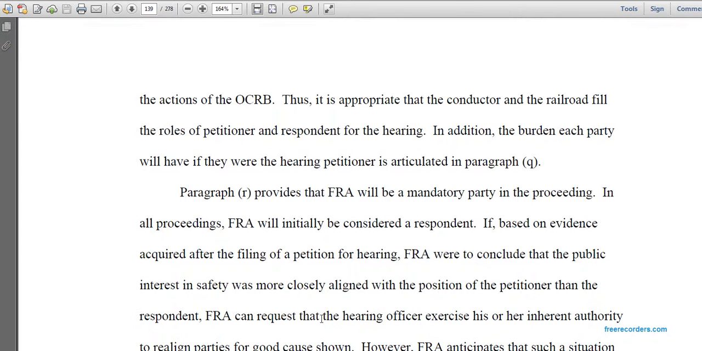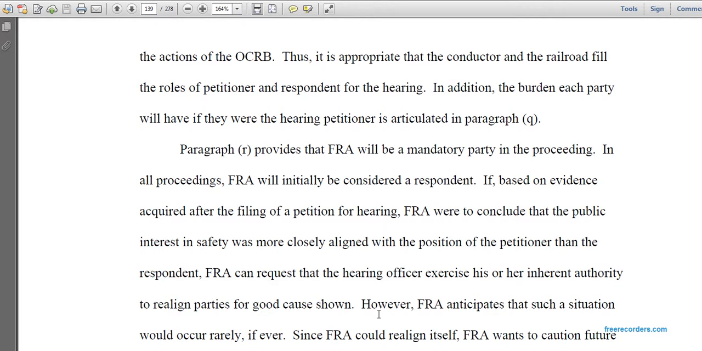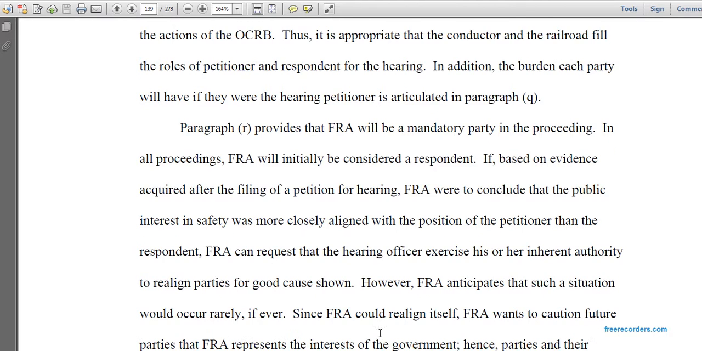Paragraph R provides the FRA as a mandatory party to the proceeding. All proceedings with the FRA will initially be considered a respondent if, based on the evidence acquired from the filing of the petition for hearing, the FRA were to conclude that the public interest in safety was more closely aligned with the position of the petitioner than the respondent. The FRA can request the hearing officer exercise his or her inherent authority to realign parties if good cause is shown. However, the FRA anticipates such a situation would occur rarely, if ever. The FRA could realign itself.